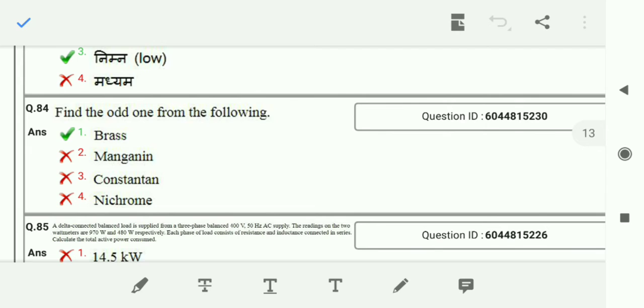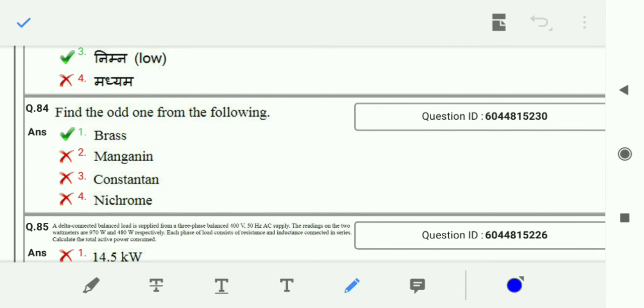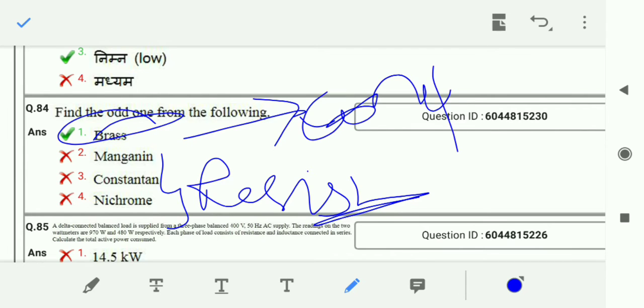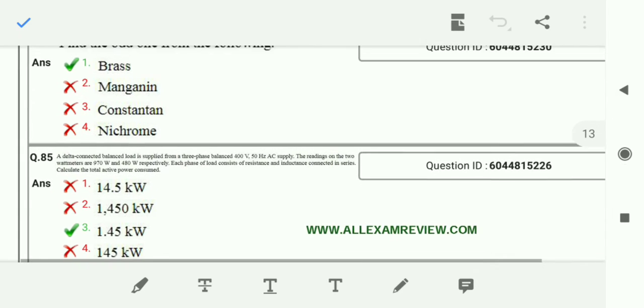Next, coming to question 84. Find the odd one from the following. If you see, manganese, constantan and nichrome are resistive materials, sir, whereas brass is a conducting material.